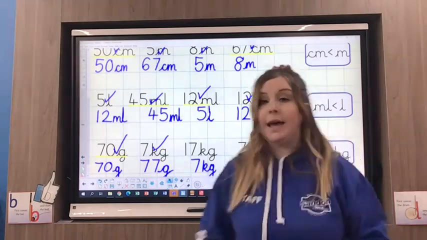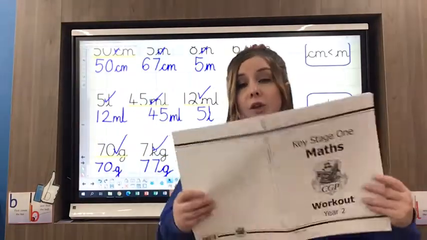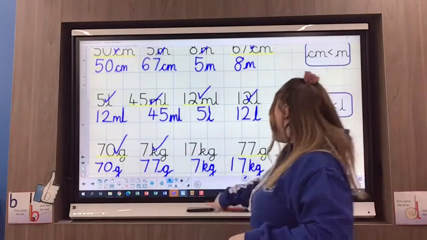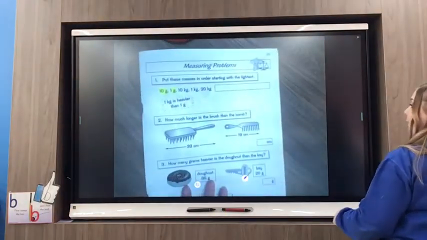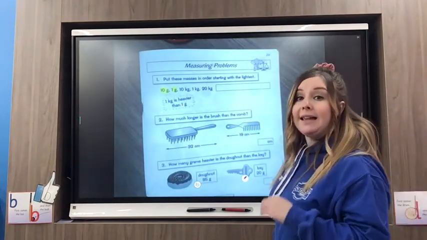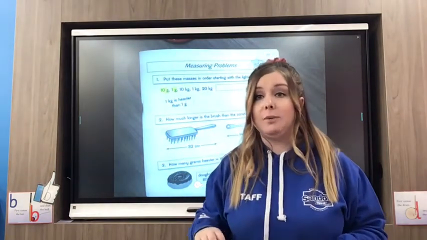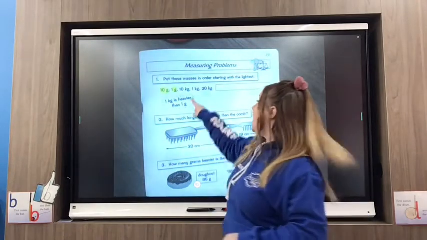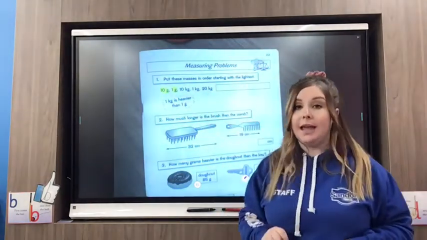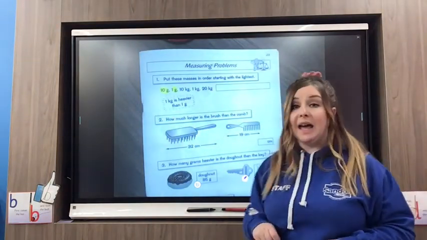So now what I'd like you to do is to get your booklet. You're going to turn to page 23, and that's what question 1 is asking you to do. And to help you, I've highlighted our smallest unit of measure, which is grams. So start by looking at these two, put them in order, and then carry on using the kilograms. And we're going from lightest to heaviest. That means smallest to biggest.